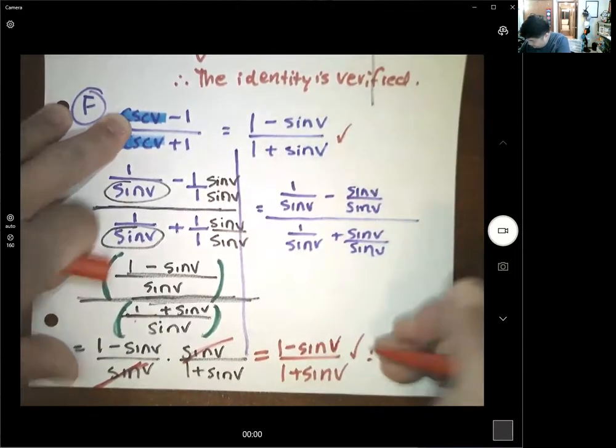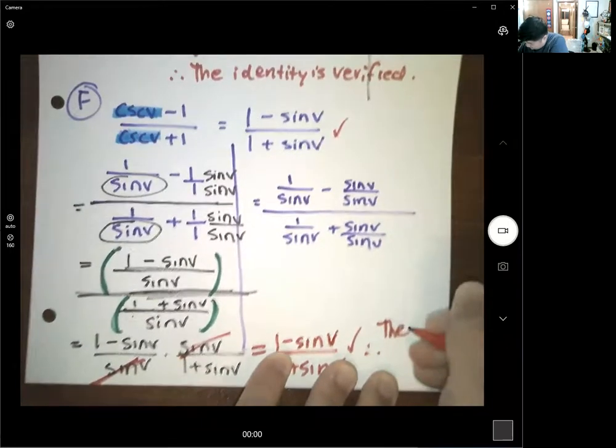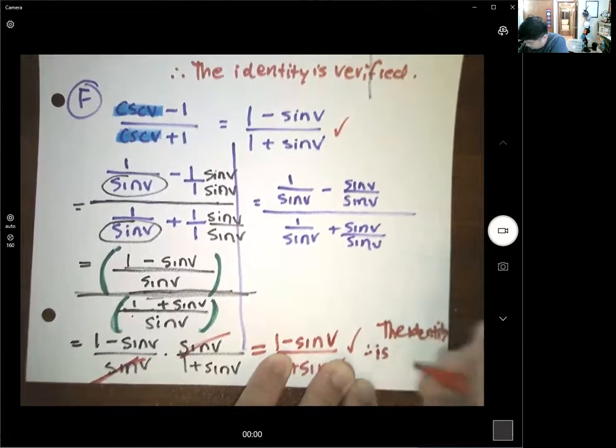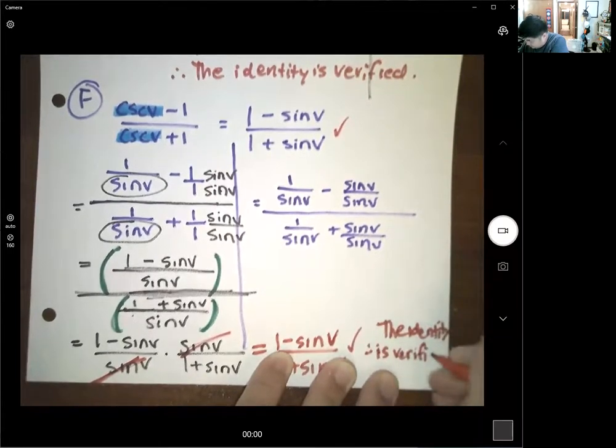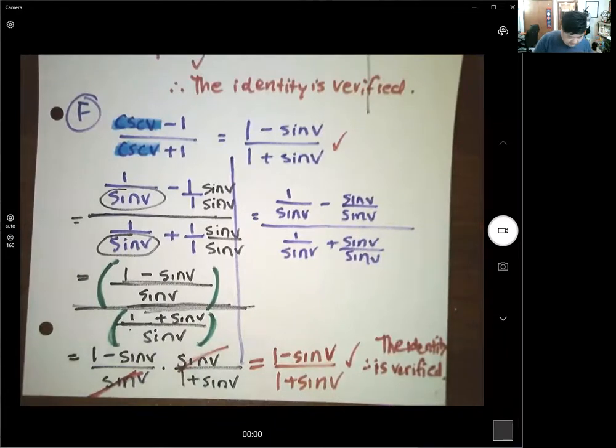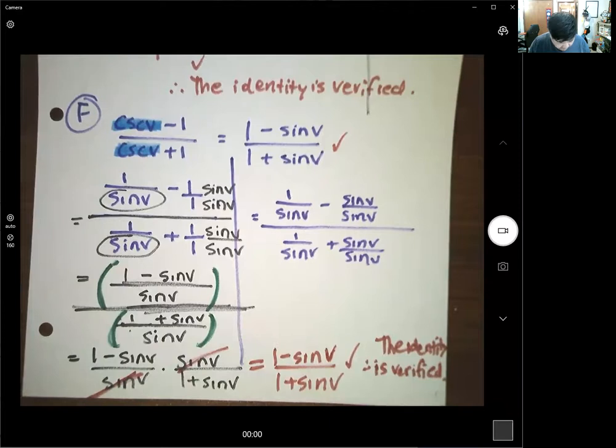So therefore, the identity is verified, all right? So there you go. So I hope that you enjoyed that. But again, a lot of these, if you've noticed, have started out with me converting all of the functions to be in terms of sine and in terms of cosine.